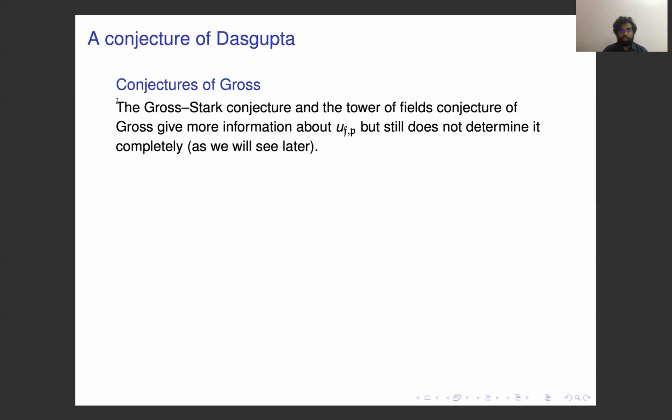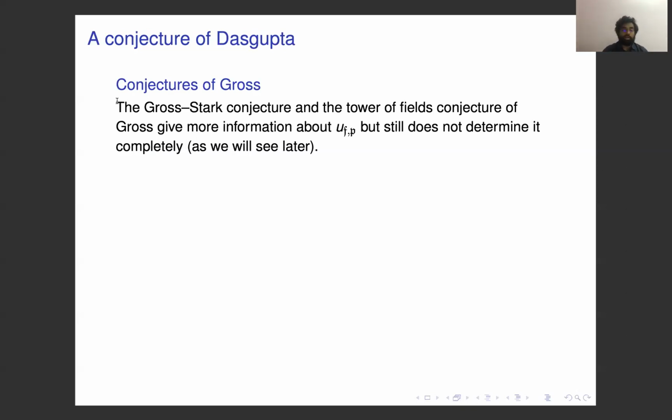He made a conjecture about this, firstly with Dasgupta when F is a real quadratic field, and then later for any totally real field, and lastly with Spiess for the higher rank version. Okay, so the analog in the higher rank version.